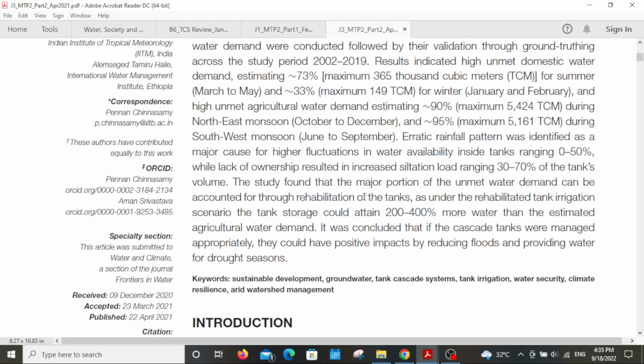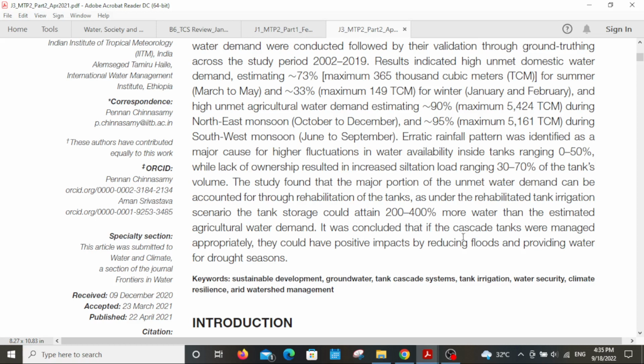The study found that the major portion of the unmet water demand can be accounted for through rehabilitation of the tanks, as under the rehabilitated tank irrigation scenario, the tank storage could attain 200 to 400% more water than the estimated agricultural water demand. So, as we can see here, if these structures are actually rehabilitated, then they can not only meet the water demand, but we can meet 200 to 400% more than what we estimated the water demand for agriculture.